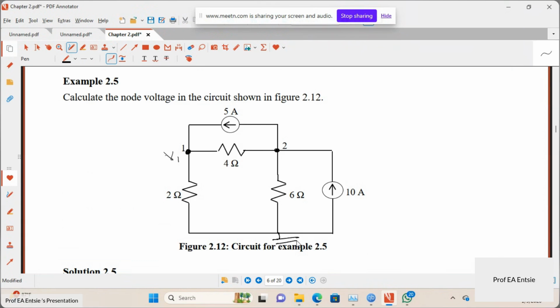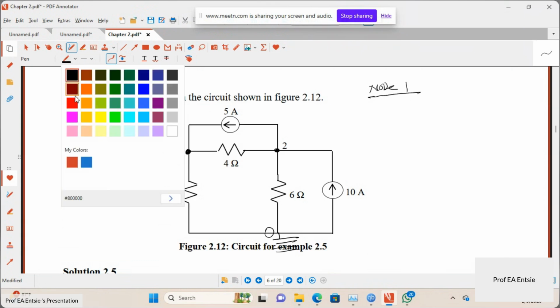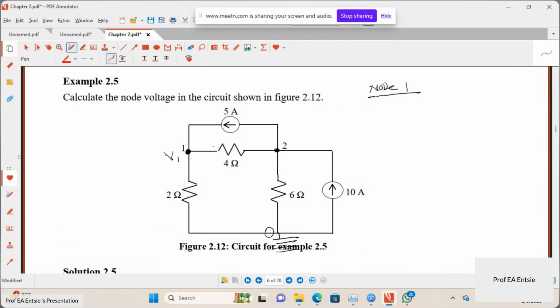So this is the reference node 0. All right, so with this, I will start with node 1. Then I will use color orange this time. If I consider node 1, I can say let the current coming from here be called small I1. Let the current entering here, which is this 5 amperes, it is already 5 amperes, so I will not label it. Then let me consider current leaving this as small I2.